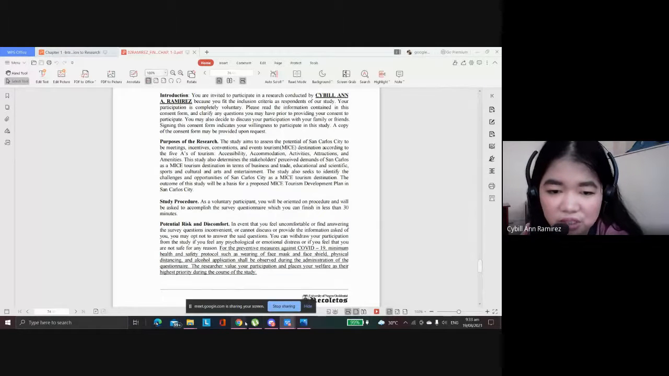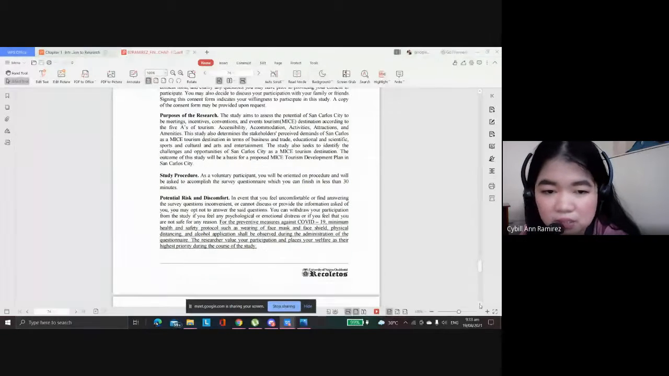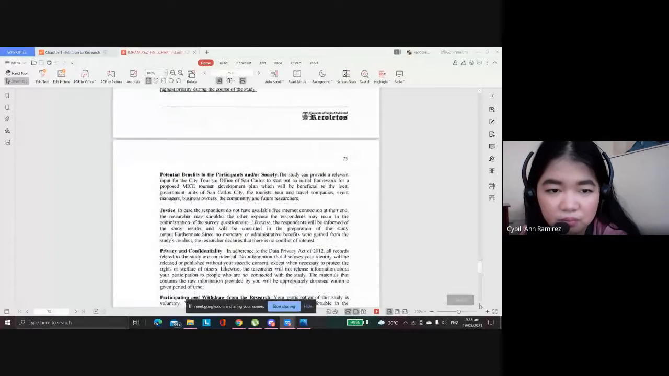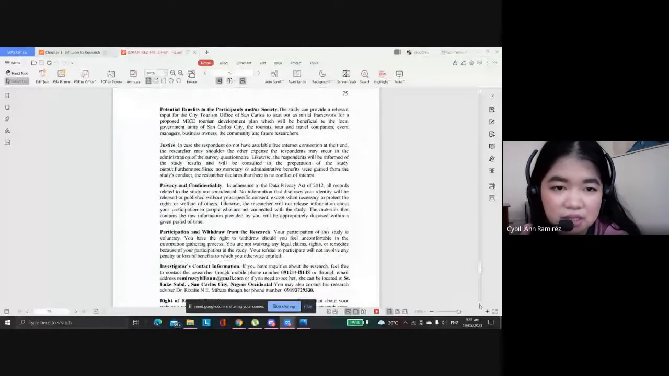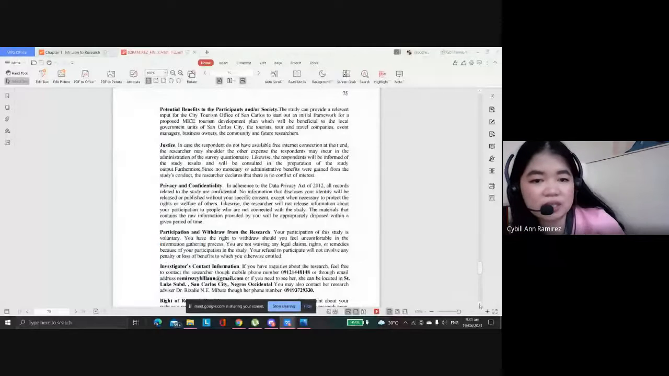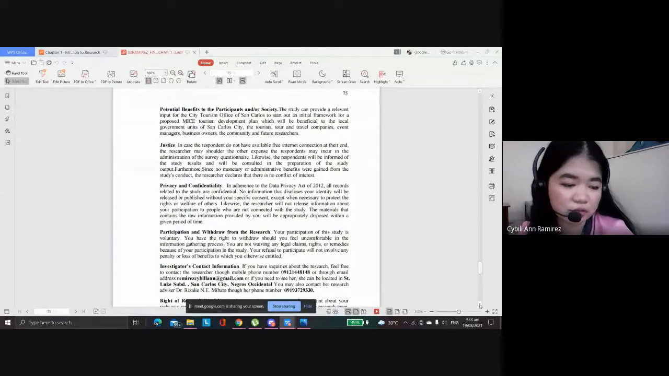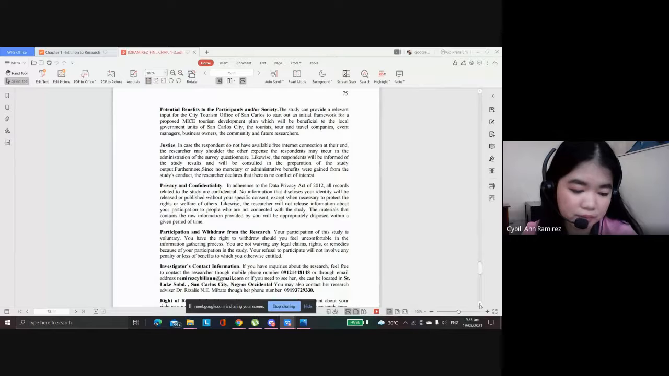Daghan pa diri, naa pa sa ubos: potential benefits nila, privacy and confidentiality, their participation and withdrawal from the research paper.